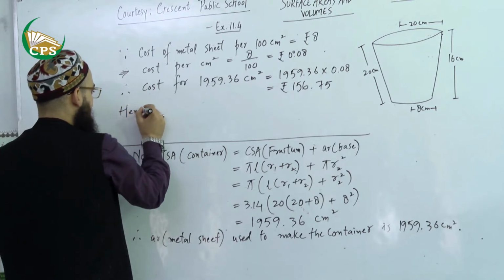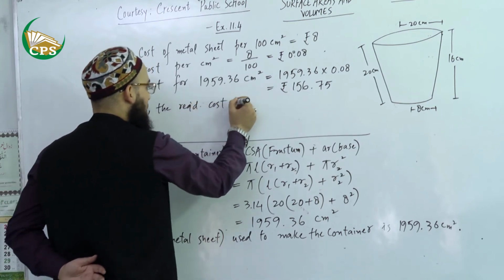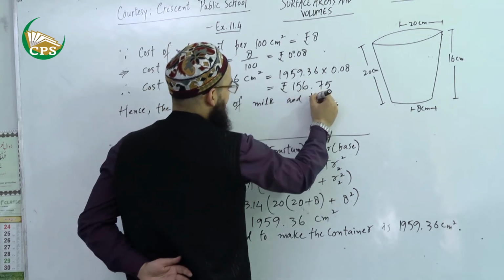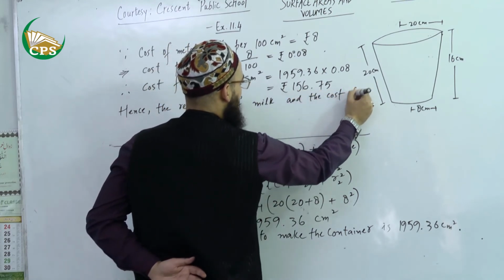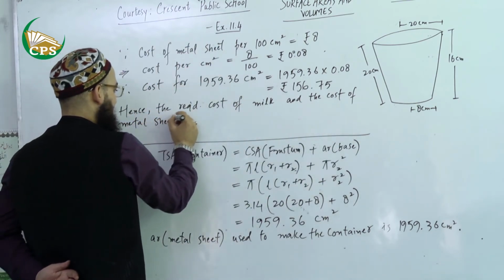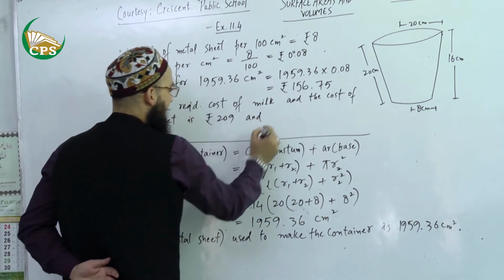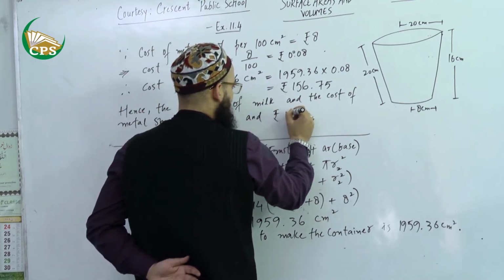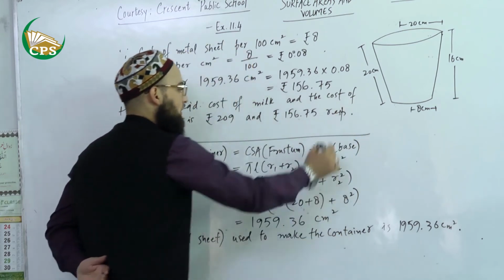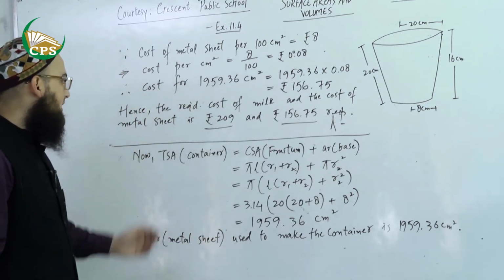Hence, the required cost of milk and the cost of metal sheet is rupees 209 and rupees 156.75 respectively. And that's it. So these two are your answers, and that's the end of the question. Make a note.